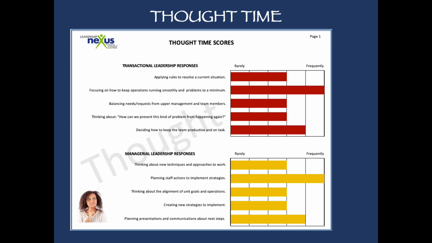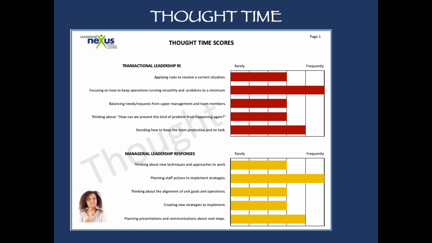A quick glance at the individual thought time responses shows this individual spending quite a bit of thought time on 4 topics that are components of the transactional and managerial levels. First, focusing on how to keep operations running smoothly and problems to a minimum. Second, deciding how to keep the team productive and on task. Third, planning staff actions to implement strategies. And fourth, planning presentations and communications about next steps.